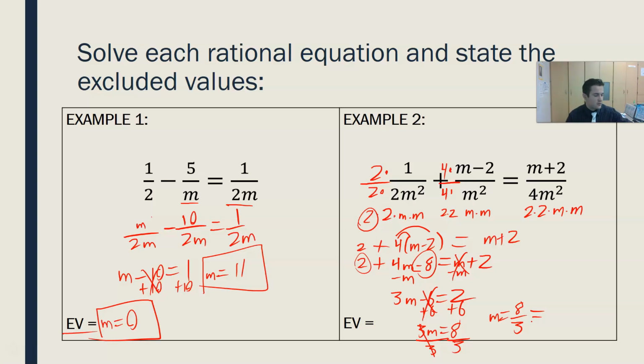Or if I were to write that as a decimal, I would get like 2.67. Either of those is fine. So that's my solution. 8 thirds, or about 2 2/3, 2.67.